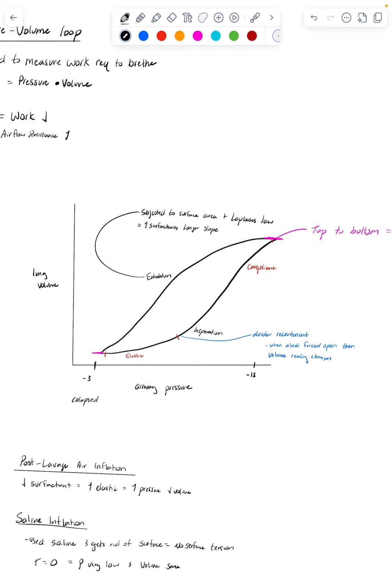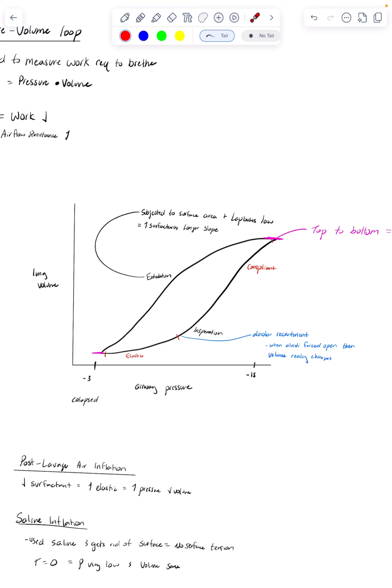Anyways, so it's about how much work, and so this is taking in a breath. So when we're completely relaxed and all the air is out of our lungs, this pleural pressure is -3. As we inhale, we get this little bit of a plateau here. We're increasing pressure, but our volume doesn't increase much, and that's elasticity. And so we have to get over this elastic point, right?